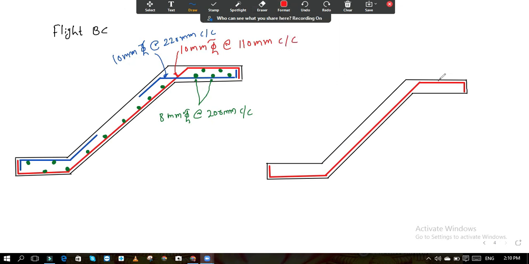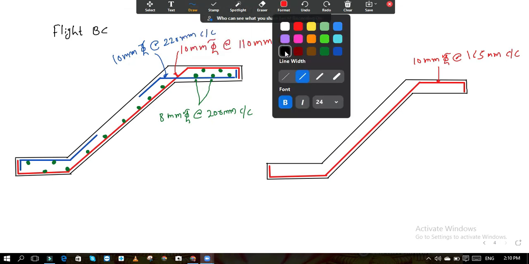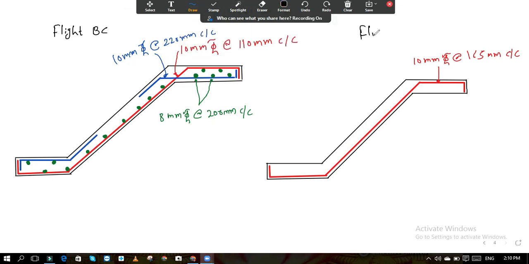So this is the steel. This is again 10 diameter bar, about, for this I think 165 center to center, and this is we are drawing for flight AB. Okay, so this is your main steel.